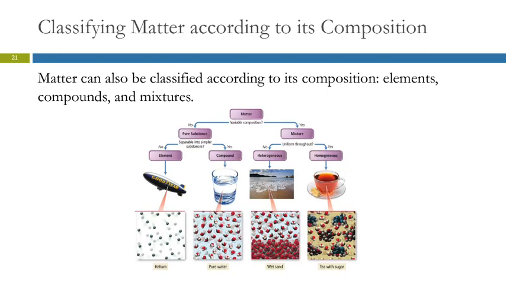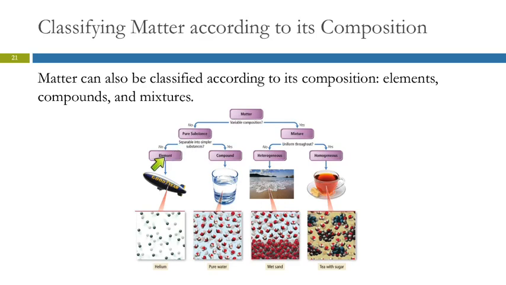Okay, so classifying by composition. This illustration kind of gives us an overview. So we can divide matter into pure substances or mixtures. And the difference between these is, does it have a variable composition, or is the composition always the same? If the composition is always the same, then it's a pure substance.